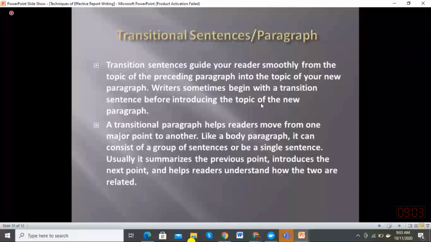Transition sentences guide your readers smoothly from the topic of the preceding paragraph into the topic of your new paragraph. Writers sometimes begin with a transition sentence before introducing the topic of the new paragraph. Transitional paragraphs help readers move from one major point to another. Like a body paragraph, it can consist of a group of sentences or be a single sentence. Usually, it summarizes the previous point, introduces the next point, and helps readers understand how the two are related. Good. So transitional sentences guide your readers.